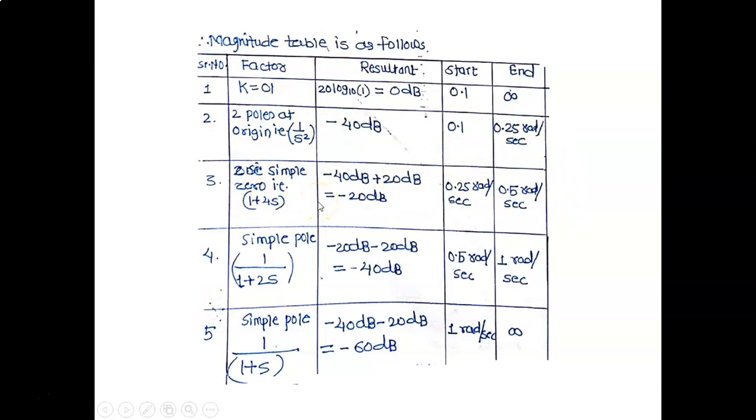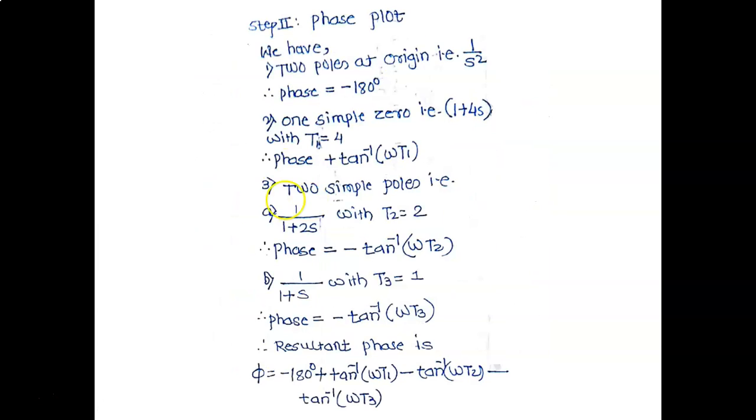Now we will find out the phase angle. For the phase plot, we have two poles at the origin, that is 1 upon s square. Therefore it will contribute a phase angle of minus 180 degrees. Second, one simple zero, that is 1 plus 4s, with T1 equal to 4. Therefore it will contribute a phase angle of plus tan inverse of omega T1.